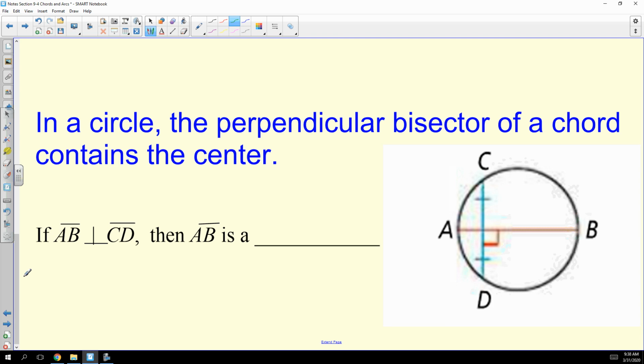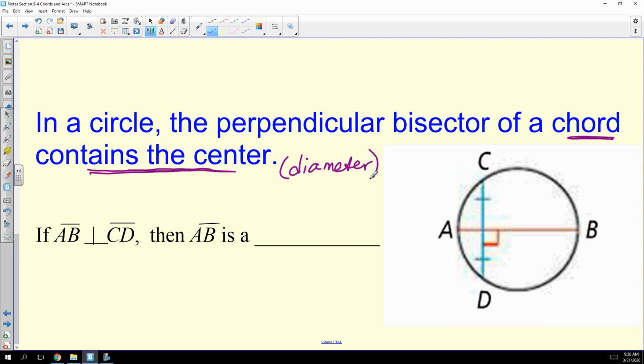And then the last thing is true. The last thing says that if we have a chord that is the perpendicular bisector of another chord, then it must pass through the center and it must be a diameter. So if you have a chord that contains the center, that means a diameter, right?